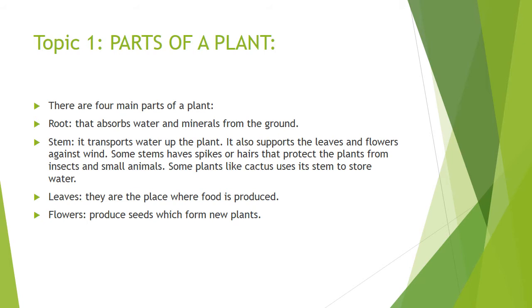Then the third part of a plant is leaves. Now they are the place where food is produced. As you people know, the food is produced in the leaves by the process of photosynthesis. Then comes the flowers. Flowers produce seeds which form new plants. What's the function of the flowers? They produce seeds, and because of those seeds, new plants are formed.